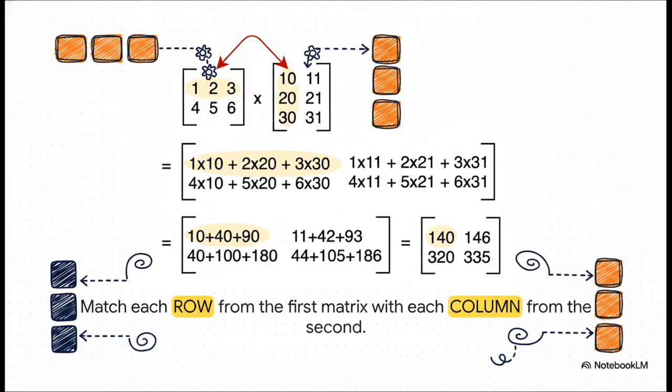Okay, check this out. This image pretty much gives the game away. See that red arrow? It's literally pointing out the entire secret. You take a row from that first matrix, and you match it up with a column from the second one. That's the move. That is the fundamental concept right there.